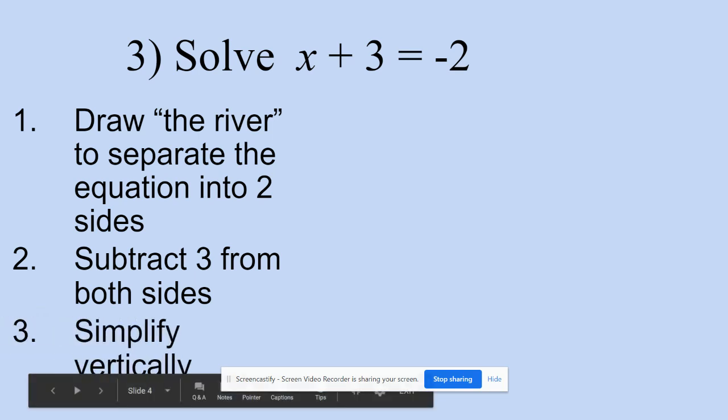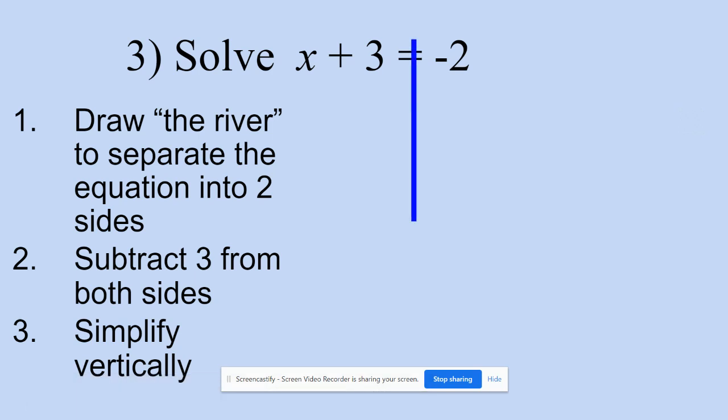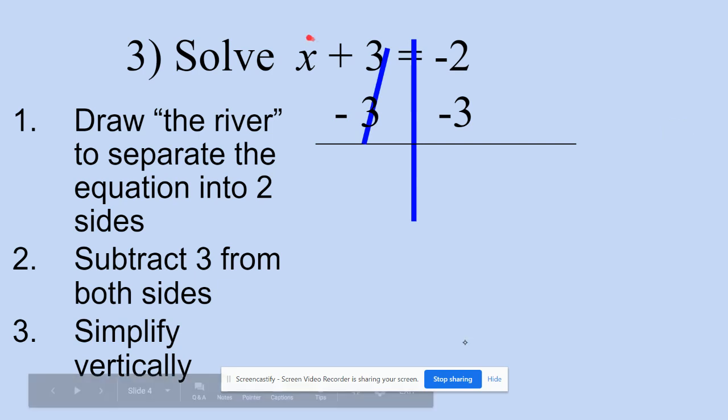So let's see what that looks like. There's the line, the river as they call it. We're going to subtract 3 from both sides. Those 3's are going to cancel out because positive 3 and negative 3 give us a 0. What do we have left on the left side? We have just this x, so we're going to bring that down. And then what do we have on the right side?